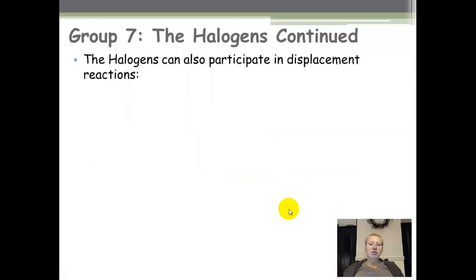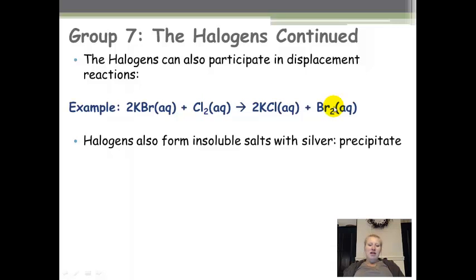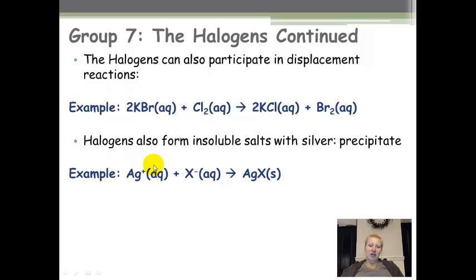But they can also participate in displacement reactions. So single replacement reaction, for example, potassium bromide plus chlorine will give potassium chloride plus bromine. And they also form insoluble salts, meaning precipitates, with silver. So silver ions plus any type of halogen ions will form a silver halide precipitate.